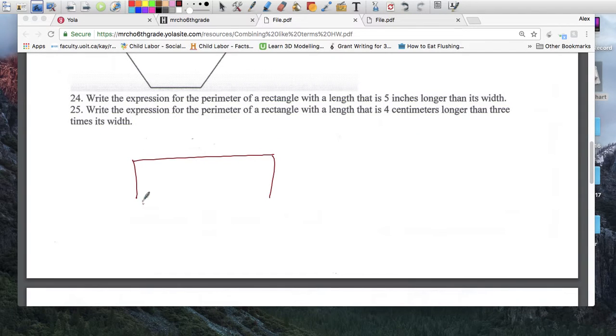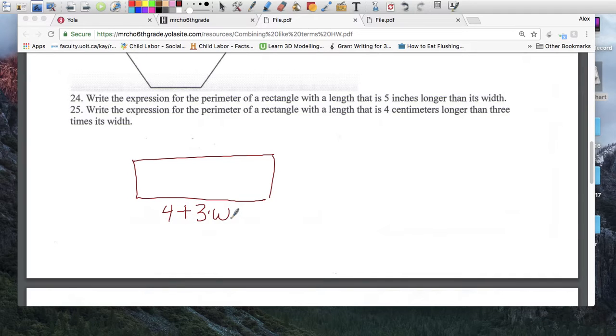Same idea. Find the expression for the perimeter of a rectangle with a length that is 4 centimeters more than 3 times the width. More means plus. And that's how you would represent that. So the length is 4 plus 3 times the width. And the width is just the width.